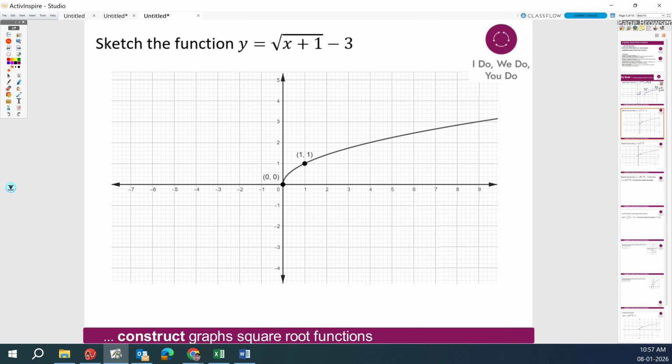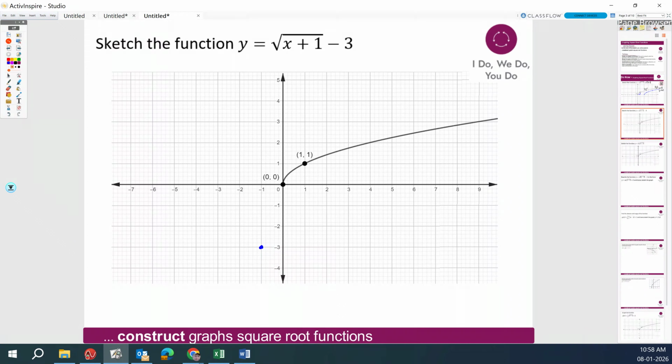Alright, so what transformations do we have? You have a horizontal translation, 1 unit left. Horizontal translation, 1 unit left, yes. What else? A vertical translation, 3 units down. And a vertical translation, 3 units down. So what will be the coordinates of the vertex of the curve? -1, -3. Yeah. So it's going to go through -1, -3.